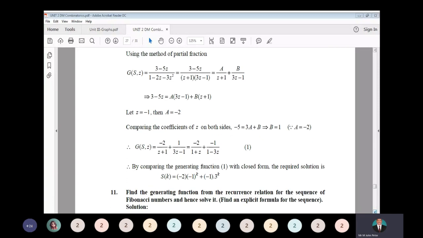Comparing the generating function with the closed form, the required solution is -2(-1)^k - 1 times 3^k. As per the generating function solution, 1/(1 - 3z) gives a^k, so 1/(1 - a) = a^k, that means 3^k. So that is the generating function solution, the required solution.